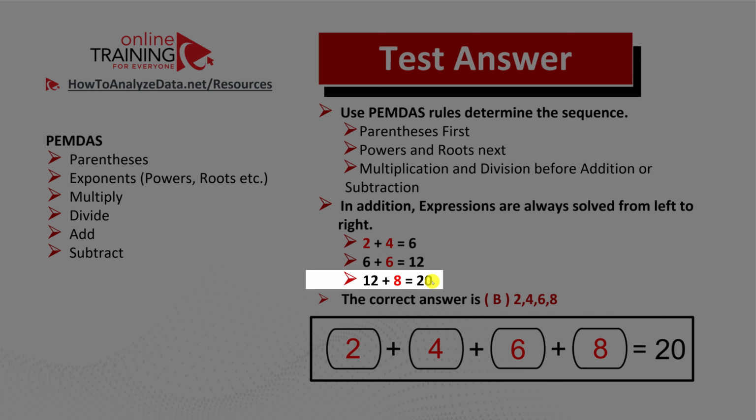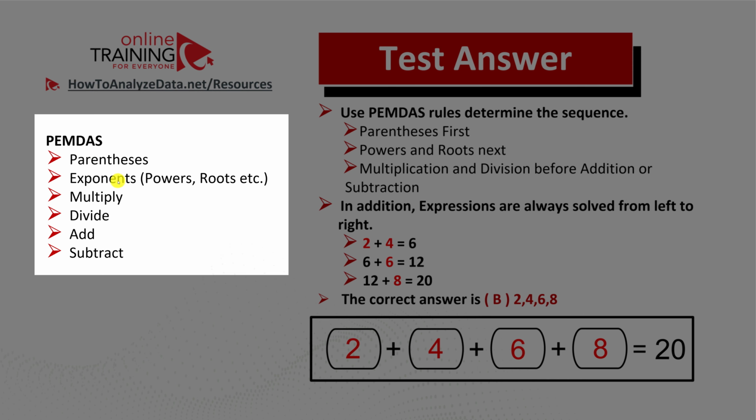A lot of times, though, you may need to use PEMDAS rule, and PEMDAS stands for parentheses, exponents, which includes powers and roots, multiplication, division, addition, and subtraction. And this represents the order of the operation.